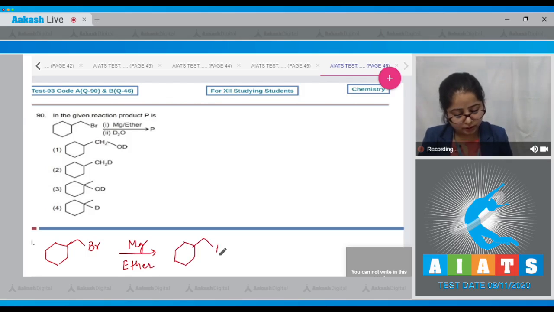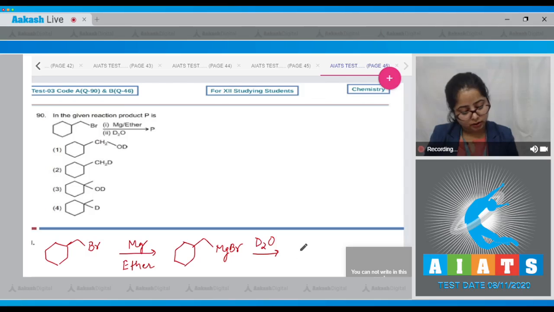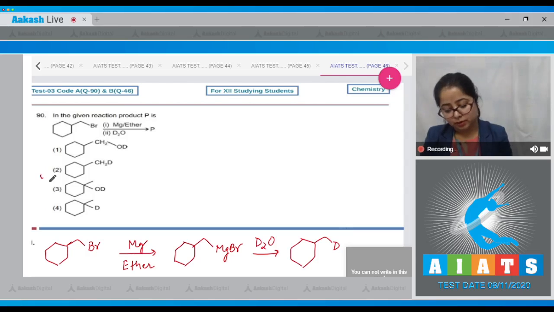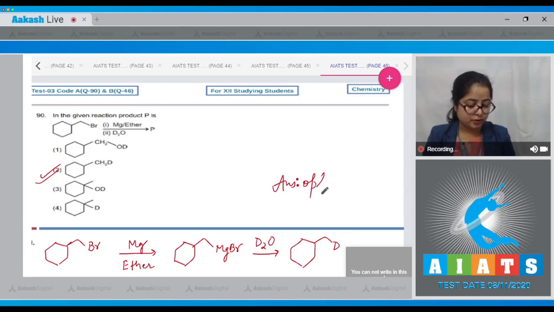So Grignard reagent is MgBr, and further this when reacts with D2O, the compound so formed is an alkane, but from deuterium here D will come. As a result, the answer is option number 2. So answer is option number 2.